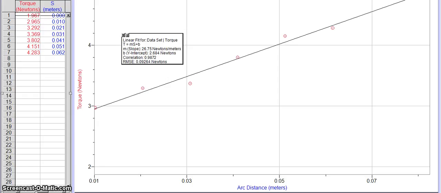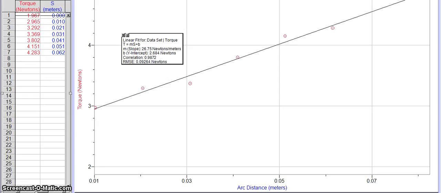Our slope is 26.75 newtons per meter, meaning for every meter it's stretched, the force is 26.75 newtons. The y-intercept is the amount of force that the spring has to begin with, so 2.684 newtons.